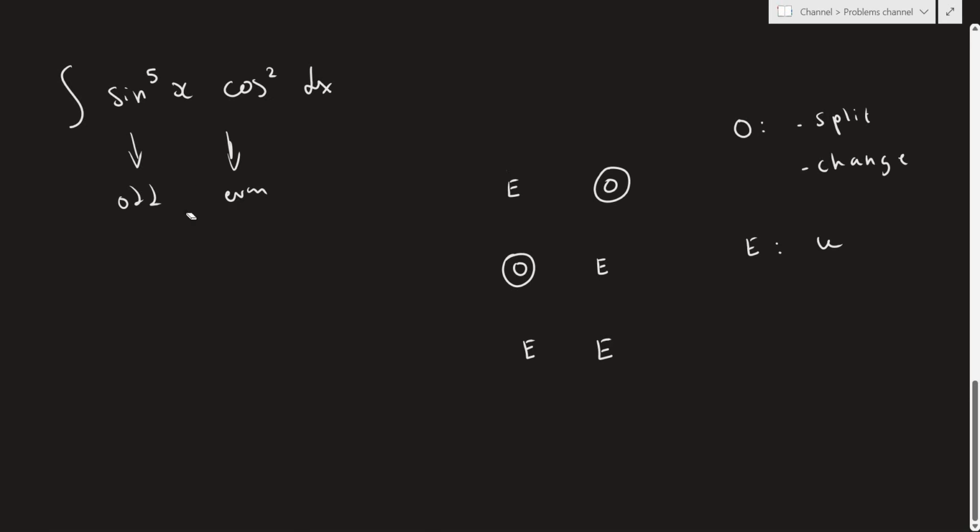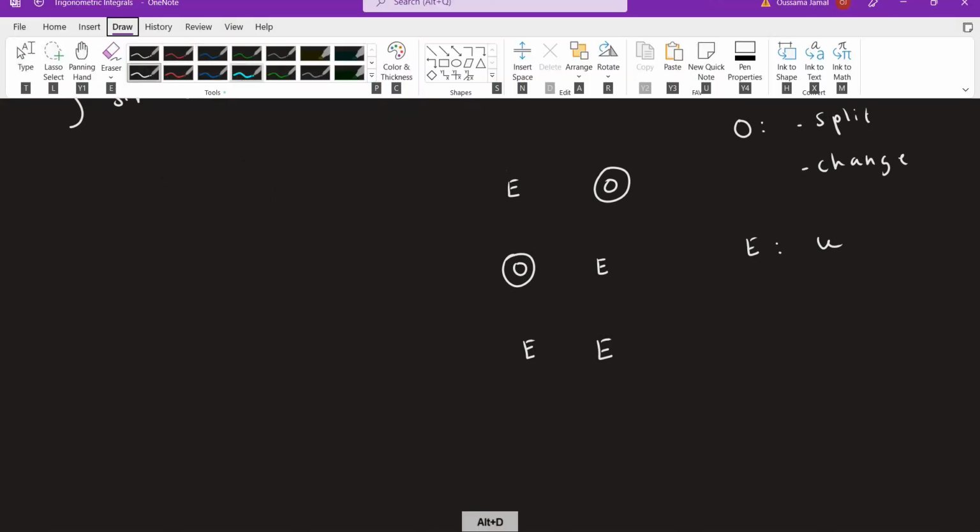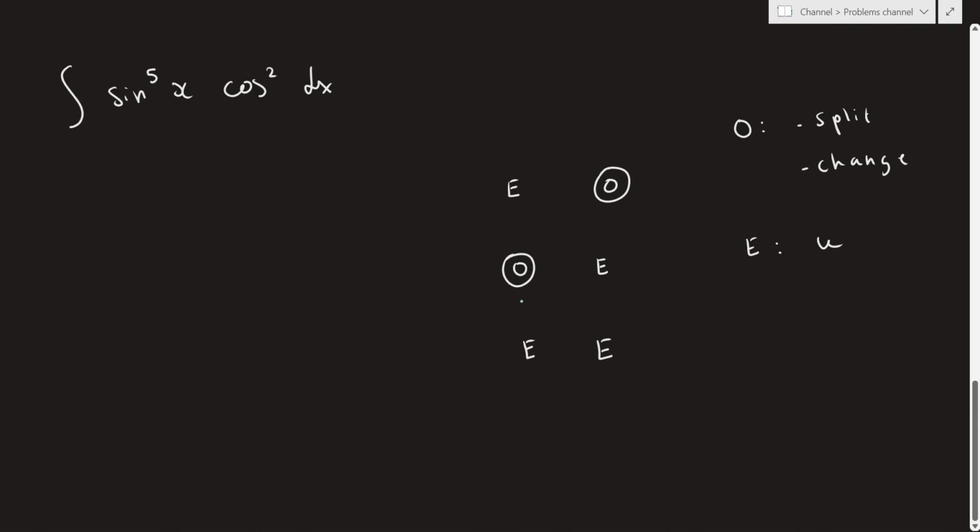Alright, so let's apply this to the question that we have. First of all, we are in the odd, even case. So we are here, odd, even. Remember, the first one is sine and the second one is cosine for all of them. So sine, cosine, sine, cosine. Okay, as I said, the odd is the one that we're going to split and change. In this case, sine power 5 is the one that's odd.